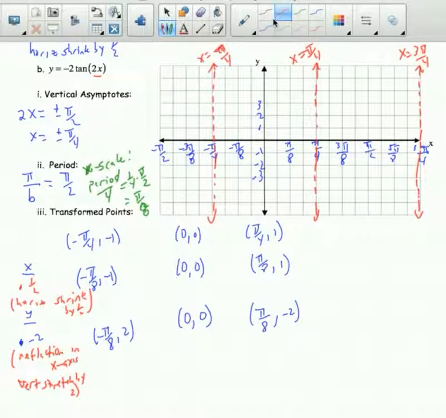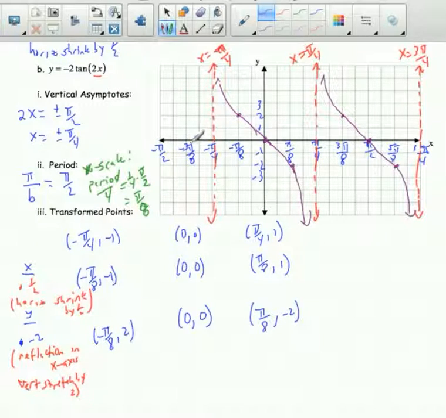And now we're ready to put on those key points. So we had -π/8, 2, 0, 0, π/8, -2. And we'll sketch a nice smooth curve as best we can through those points. You notice this is a reflected tangent function, so it's actually decreasing in each cycle, which is what we'd expect. I'm going to copy this over into the next cycle. So 3π/8, 2, π/2, 0, 5π/8, -2, and once again, have the graph shoot towards those vertical asymptotes, going down to -infinity here and up near the π/4.